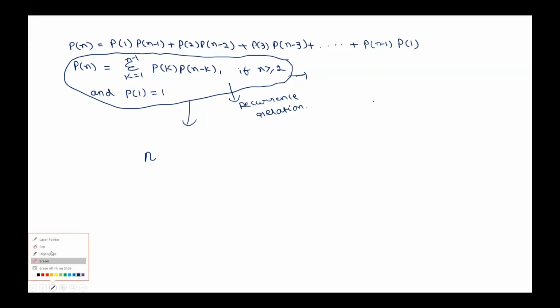What can you say about the order of growth of this? Any clue? It is 4 power n by n power 3 by 2. It is even more than 2 power n. That means it is exponential. That means our brute force algorithm, what does it do?